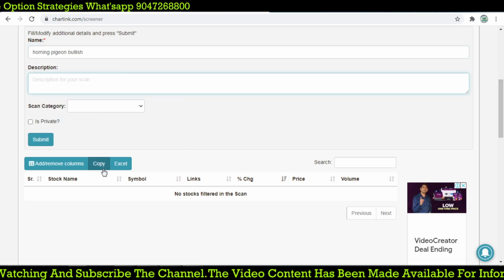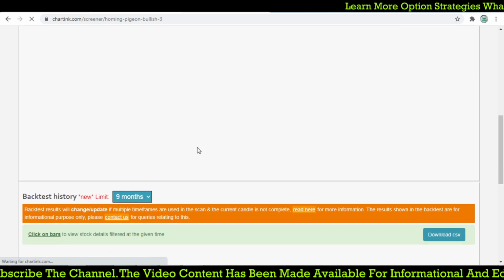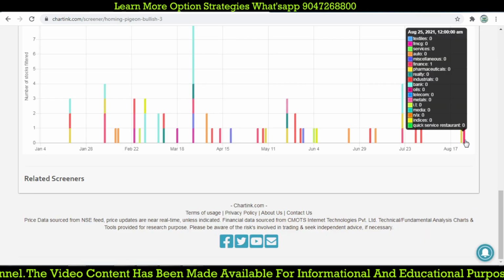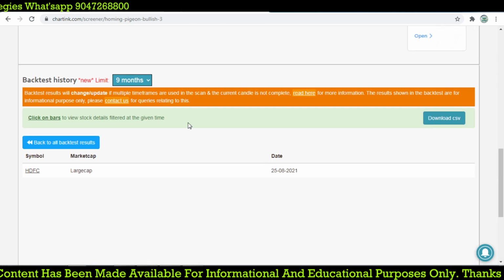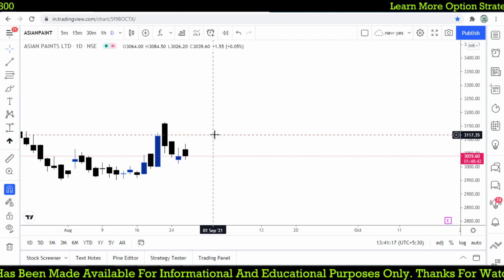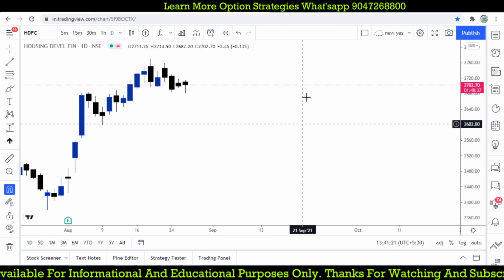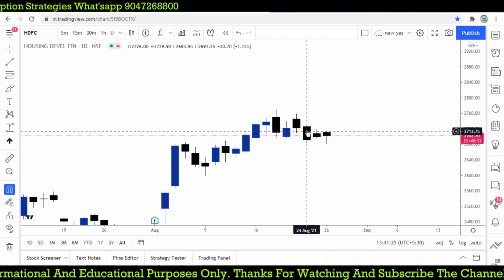So this is what a homing pigeon bullish looks like. Let's check it out. What are the stocks which form this kind of pattern? Now we scanned it out, and we check that on 25th August, that is yesterday, HDFC. Let's find out HDFC, Housing Development Finance. Yes, perfect. Can we find the candlestick pattern at this point?